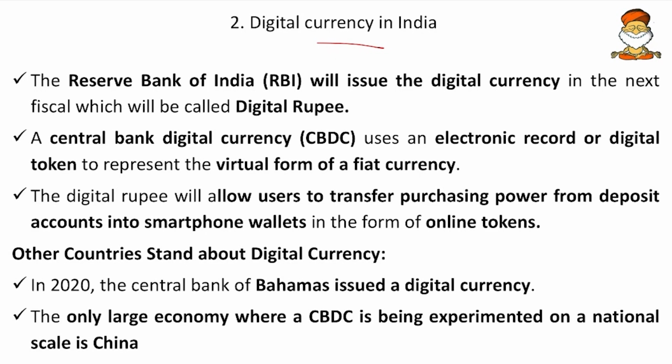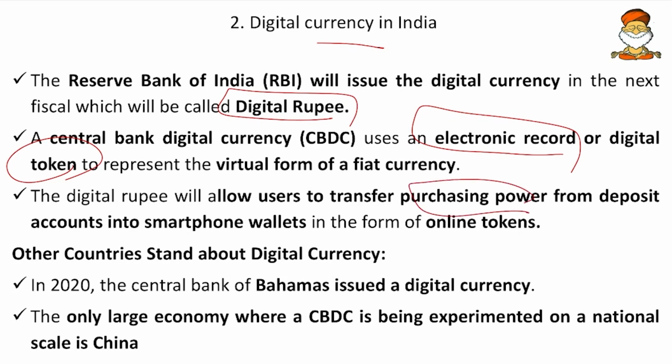Then come to the next, digital currency. Here the Reserve Bank of India will issue digital currency in the next fiscal, which will be called the digital rupee. The central bank digital currency uses an electronic record or a digital token. The digital rupee will allow users to transfer purchasing power from deposit accounts into smartphone wallets. Among other countries which have experimented with digital currency, in 2020 the Bahamas issued a digital currency, and China, one of the largest economies, is also working with digital currency.